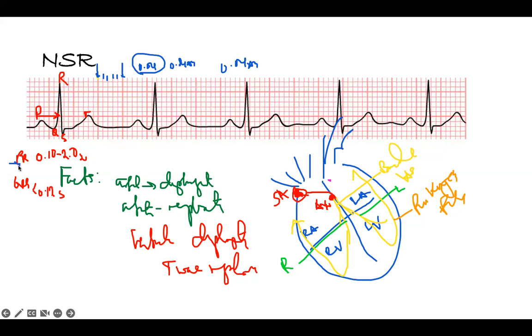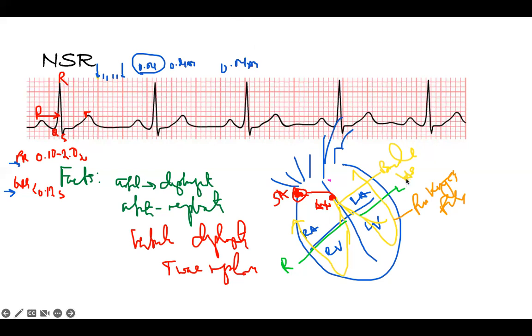So those are the numbers. You just have to know them. There's no clue about it. You have to know it. Each little box is 0.04. PR interval is 0.12 to 0.2, and QRS is less than 0.12. Basic numbers.